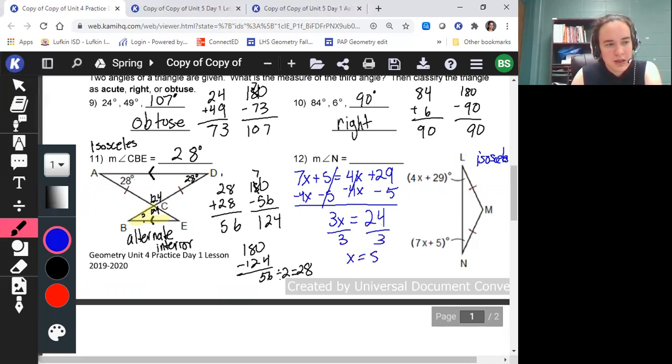And then divide by 3, and x equals 8. But we weren't just looking for x, we are looking for the measure of angle N. So we need to substitute for the measure of angle N. So 7 times 8 plus 5. So 7 times 8 is 56, plus 5 is 61 degrees.